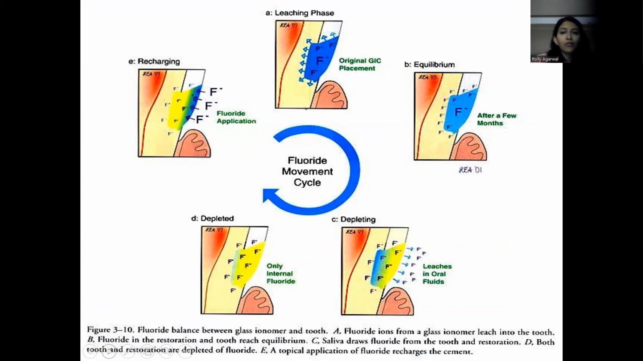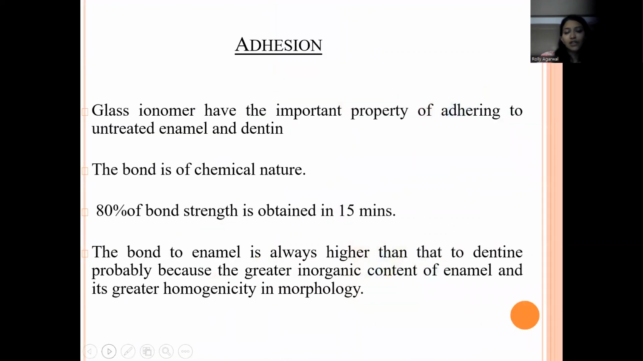Now, this is about the fluoride movement cycle of fluoride recharge. Whenever you have placed the GIC over a tooth structure, there will be an initial peak of the fluoride release. After a few months, it will stabilize. Then it will deplete, or the amount of fluoride available will be reduced. Then only on the internal surface it is available in this depleted state. Again, if you apply a fluoride varnish, then that fluoride varnish application helps in recharging the fluoride content which is there in the matrix, and later on the fluoride cycle can continue.